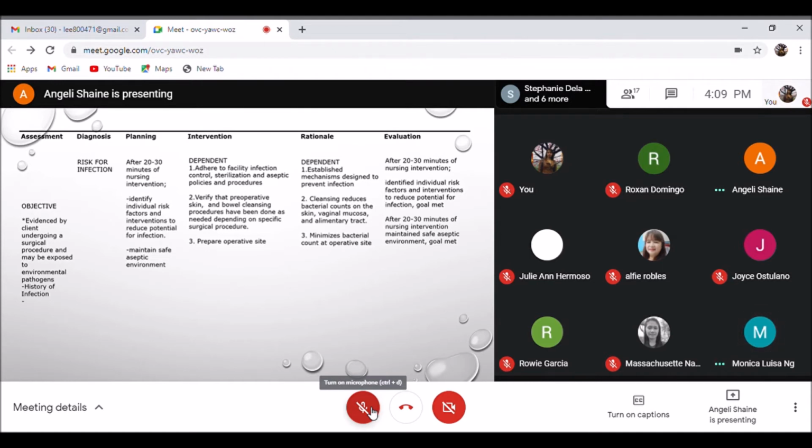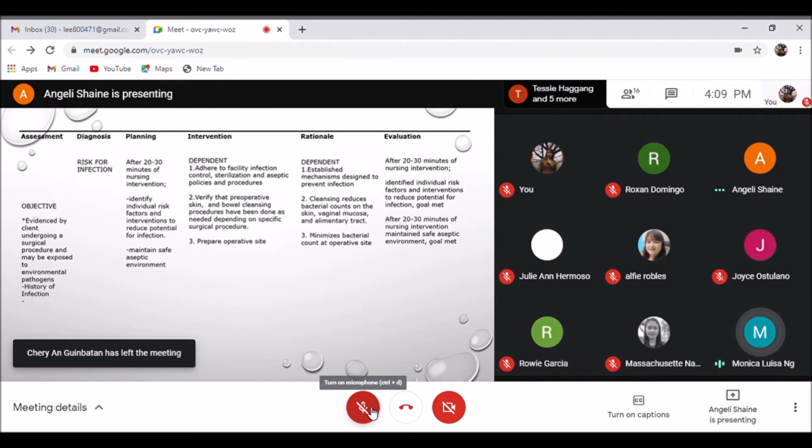Intervention. Independent: adhere to facility infection control, sterilization, and aseptic policies and procedures. Verify that pre-operative skin and bowel cleansing procedures have been done as needed depending on specific operative site. Establish mechanisms designed to prevent infection. Rationale for verifying: cleansing reduces bacterial counts on the skin and alimentary tract.